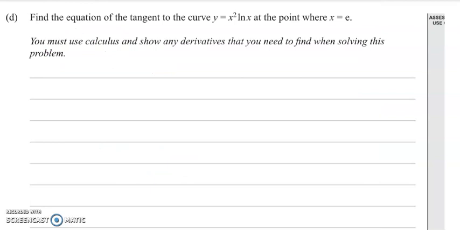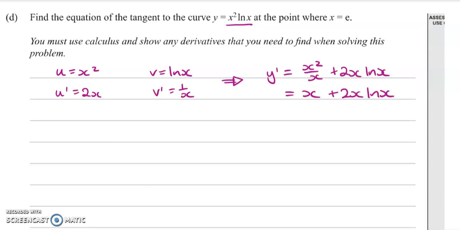All right, part D wants the equation of a tangent, and to do that we are going to need to know the gradient. So we've got a product rule happening here for the y, so we set u equal to x squared, v equal to ln x, and carry on with those, which gets us to this point here just by using the product rule. Okay, now we're finding the gradient where x equals e. So when x equals e, the gradient will be e plus 2e ln e.